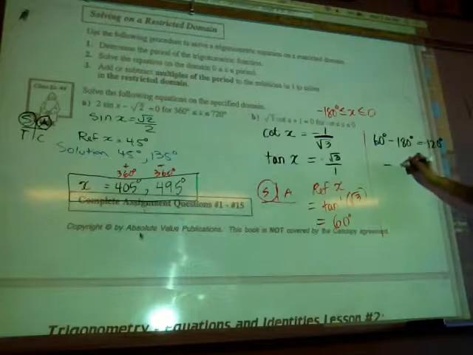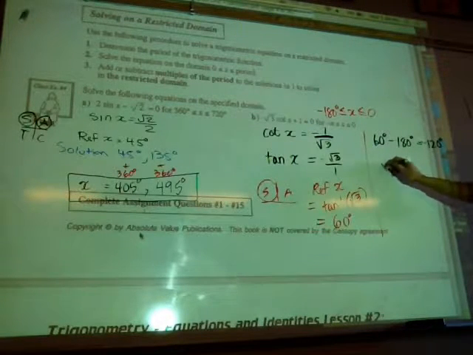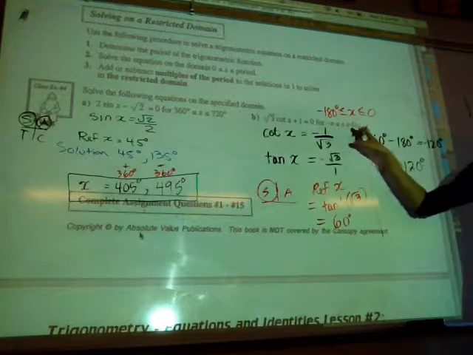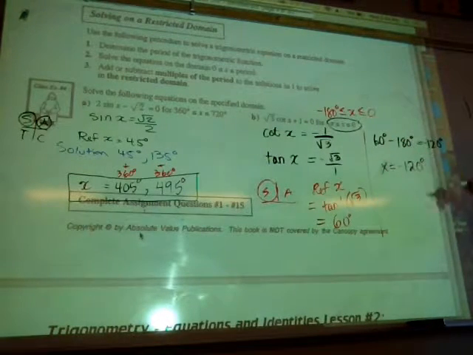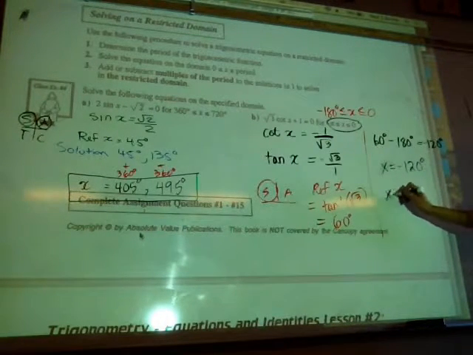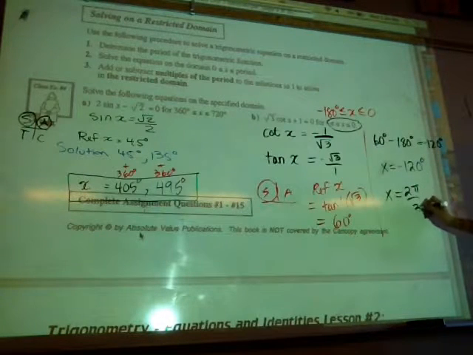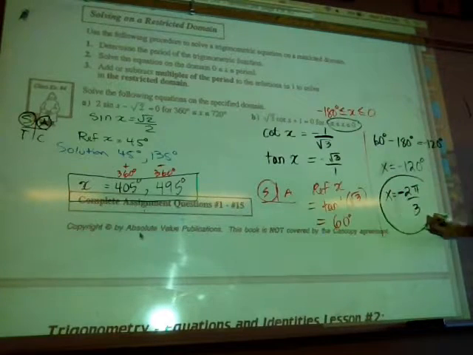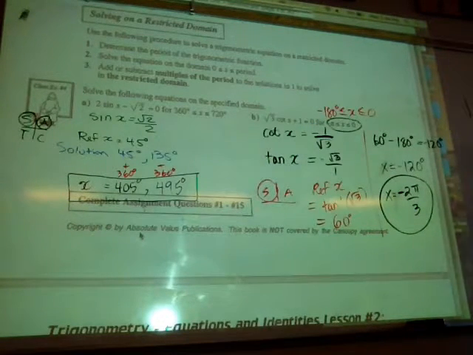So my solution is x equals negative 120 degrees, but the domain's in radians, so I just have to convert this now to radians. So negative 2 pi over 3. Sorry, don't forget it's negative. Okay?